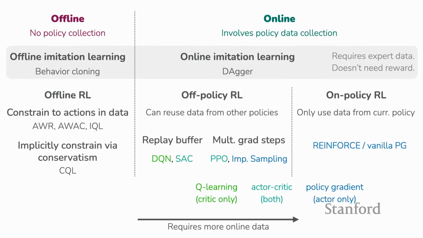You don't need a reward function, but you do need pretty good data. And you're not going to be able to outperform the average behavior in your data set.